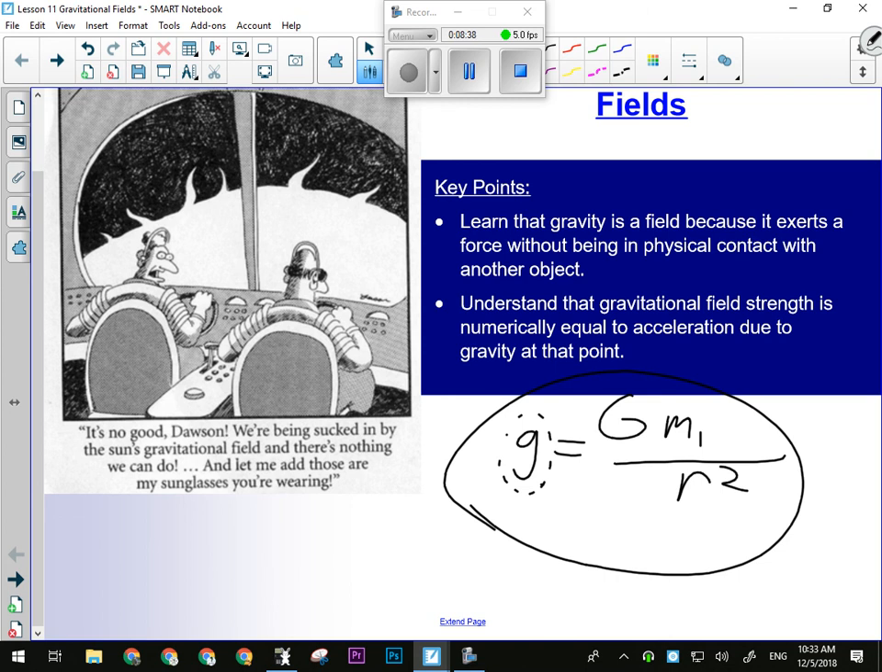So gravitational field strength is not the same as the force of gravity. The force of gravity is how hard are the two objects being pulled together? What's the mutual attraction between them? Field strength is how quickly are they being attracted to each other? So one's a force and one's an acceleration. Everybody follow the difference there?